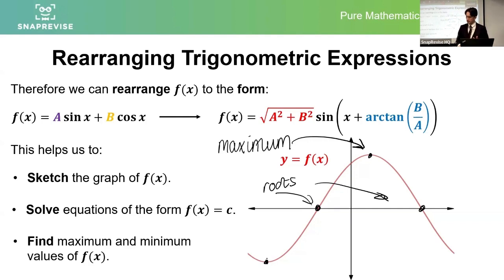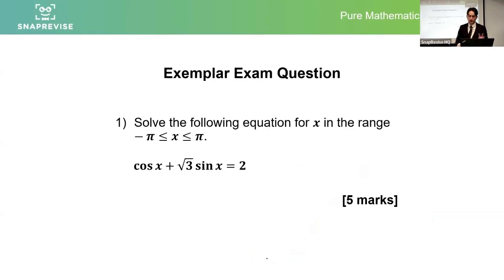What we'll do is just do quite a bog standard get-it-in-the-form question. I'll give you maybe 3 minutes to do this. It's a 5 marker, so it'd be like 5 minutes in the exam we'd want to dedicate to this part. Here's the question. Solve the following equation for x in the range minus pi to pi: cos x plus root 3 sine x equals 2. 5 marks.